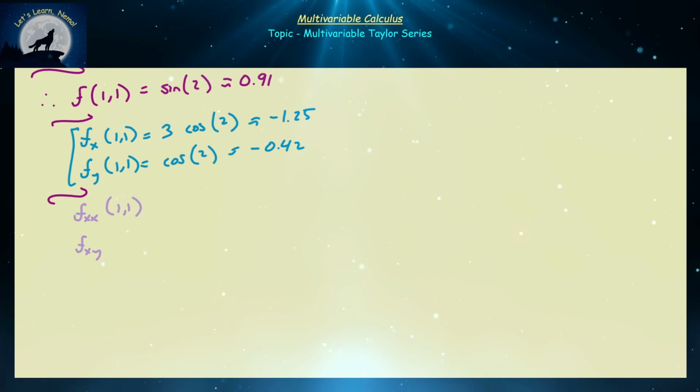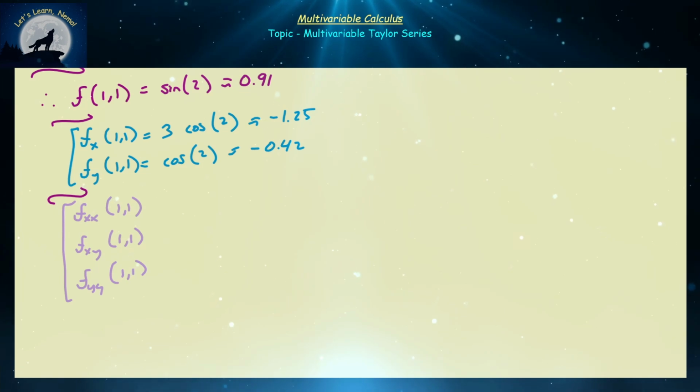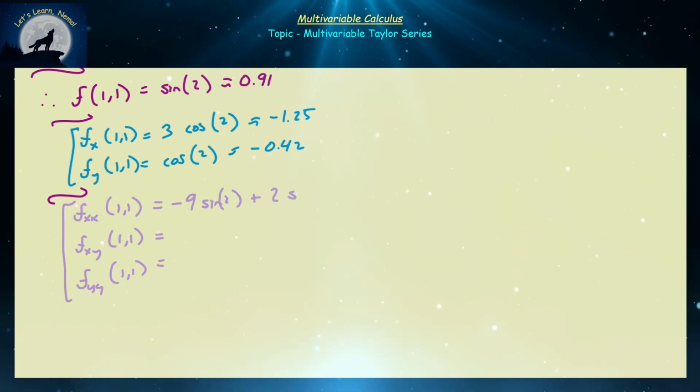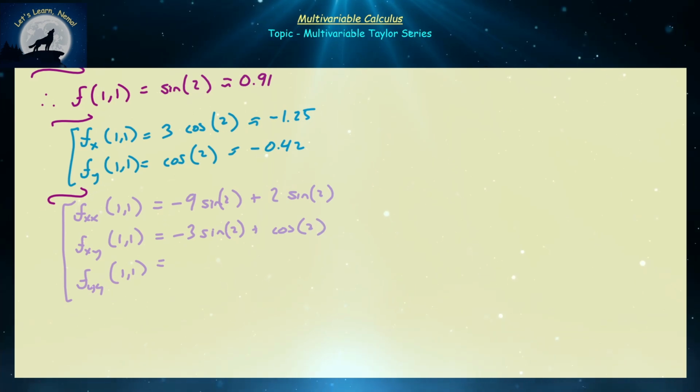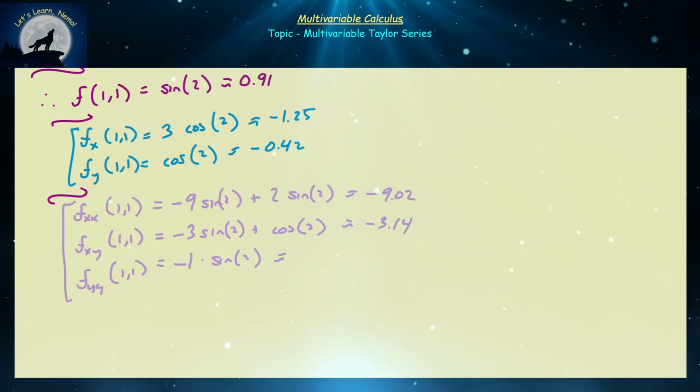We're going to have fxy(1, 1) and fyy(1, 1), and those are going to be equal to, at least in exact form, minus 9 times the sine of 2 plus 2 times the sine of 2, then minus 3 times the sine of 2 plus the cosine of 2. And of course, verify these to make sure you know where these are coming from. And then negative 1 times the sine of 2. They're going to be approximately equal to negative 9.02 to 2 decimal places, negative 3.14, and negative 0.91 respectively.